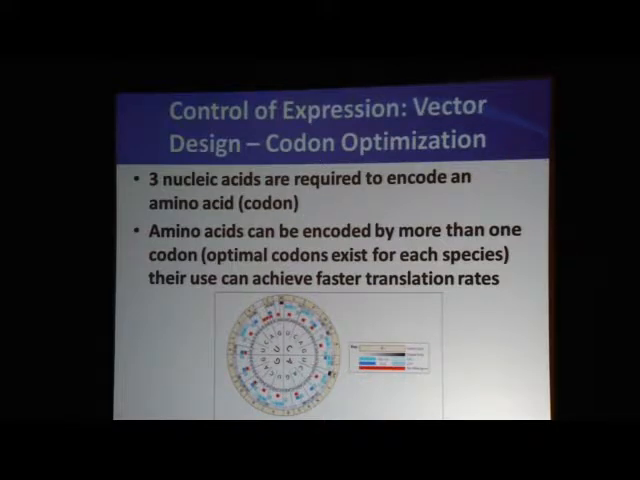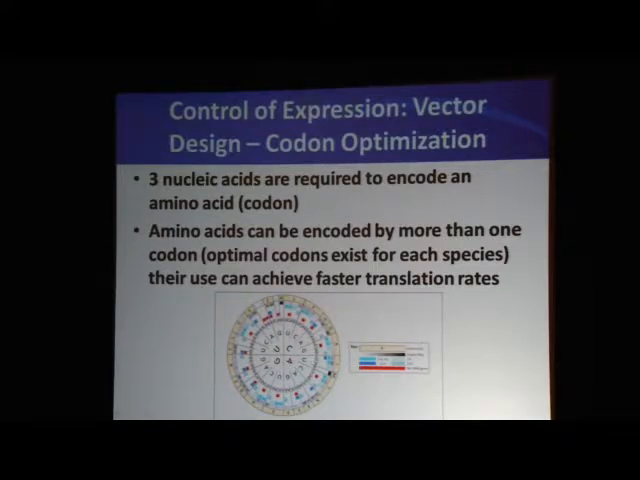Many of you are aware that 3 nucleic acids are required to encode an amino acid, and that's a codon. But amino acids can be encoded by more than one codon, and different species have preferences for different codons. They're slightly more efficient in different species. So you can go to some online sites, and there are algorithms where you can just plug in your amino acid sequence and say, I want this codon optimized for human or mouse or whatever you're interested in studying.